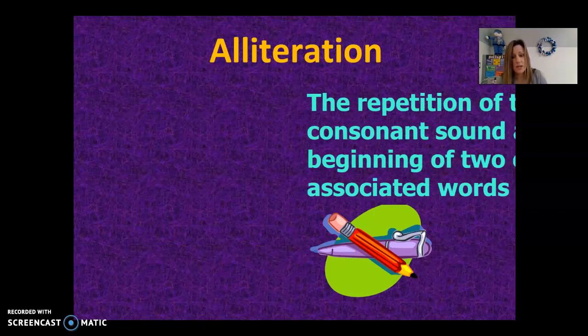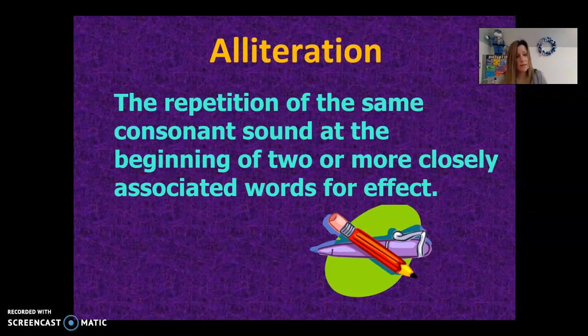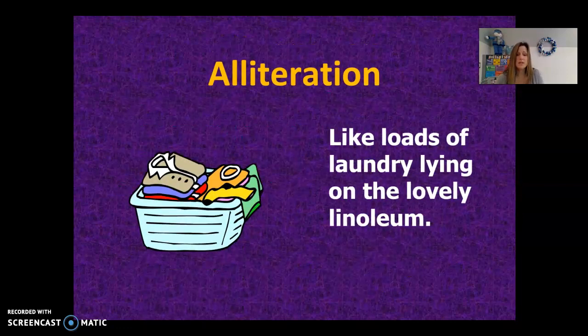Next is alliteration. Go ahead and type this into your definition box. This is the repetition of the same consonant sound at the beginning of two or more closely associated words for effect. You might know this as tongue twisters. Most tongue twisters have alliteration. So let's take a look at some examples.